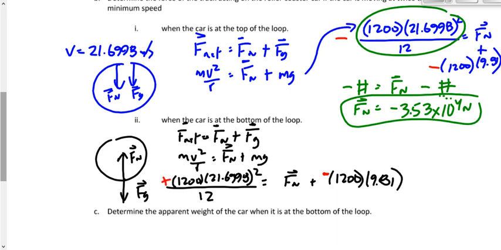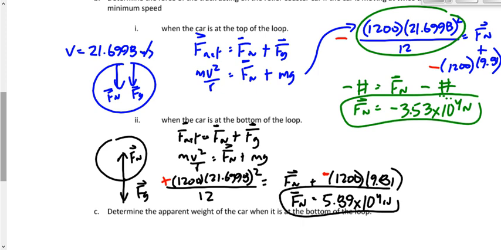So we get that number on the left-hand side. We get that negative number on the right-hand side. Take the negative number over by adding, and this time we get a normal force of 5.89 times 10 to the 4.